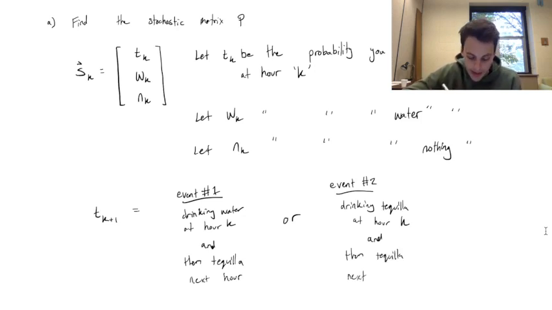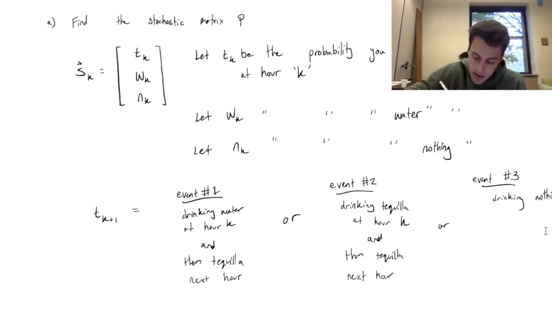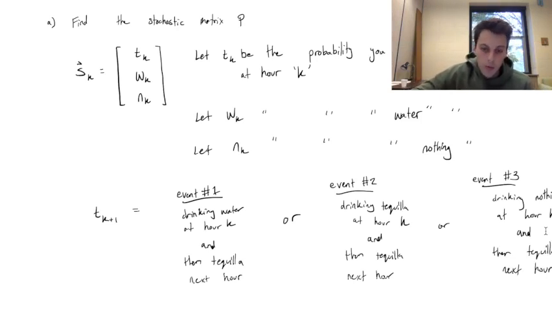Okay, and there's one more thing that you could think of. Try to think of that yourself for a second. So this last event, I could not be drinking anything during hour K, and then I just start drinking tequila. Drinking nothing at hour K, and then tequila next hour.